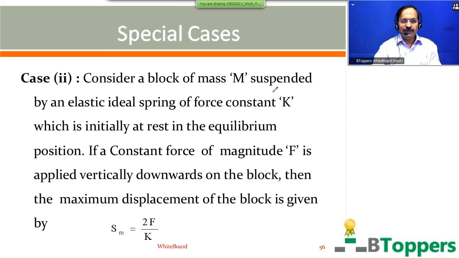Consider a block of mass M suspended by an elastic ideal spring of force constant K, which is initially at rest in the equilibrium position. The constant force of magnitude F is applied vertically downwards on the block, and the maximum displacement of the block is given by Sm equal to F by K. Come on, copy down this conclusion first. Next I will be showing you the notes for the calculation or proof part.